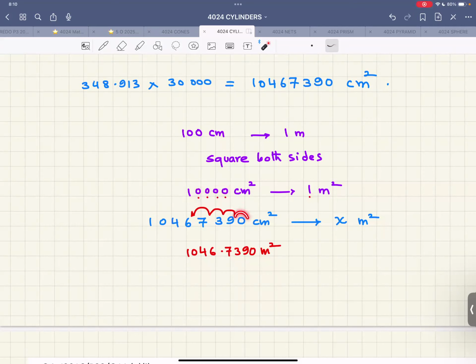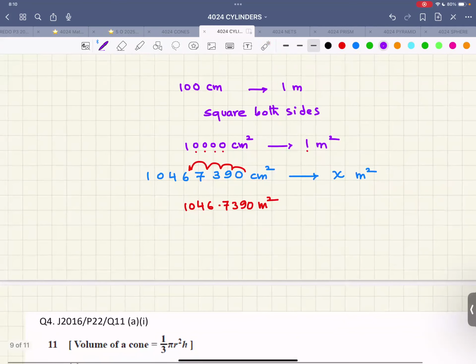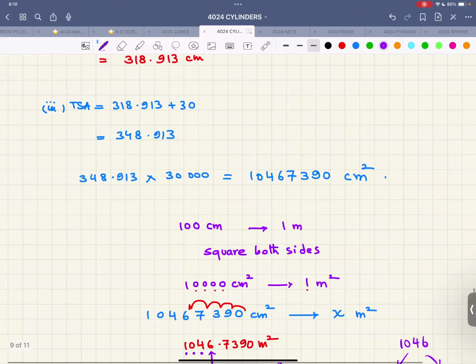So basically shift the decimal 1, 2, 3, 4 places: 1046.7390. And if they are asking for 3 significant figures, that is 1050 centimeters square, because this is the first, this is the second, this is the third, this is the fourth one. So 1046 lies between 1040 and 1050. Which one is it closer to? It's closer to 1050. That's how the answer is written, correct to 3 significant figures.